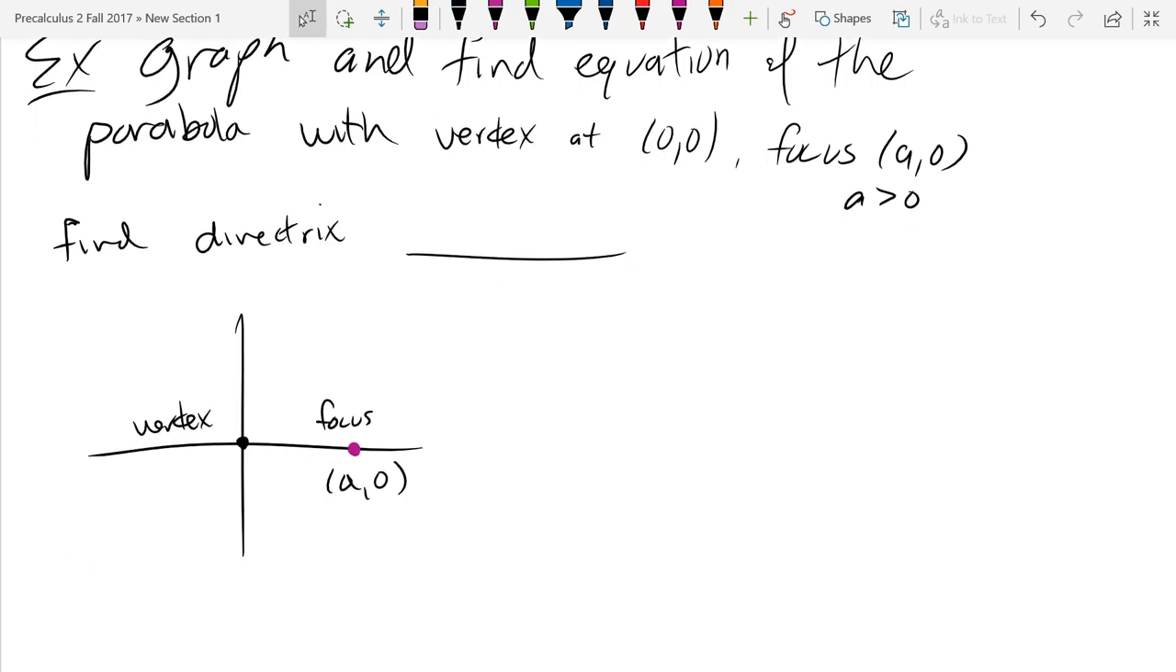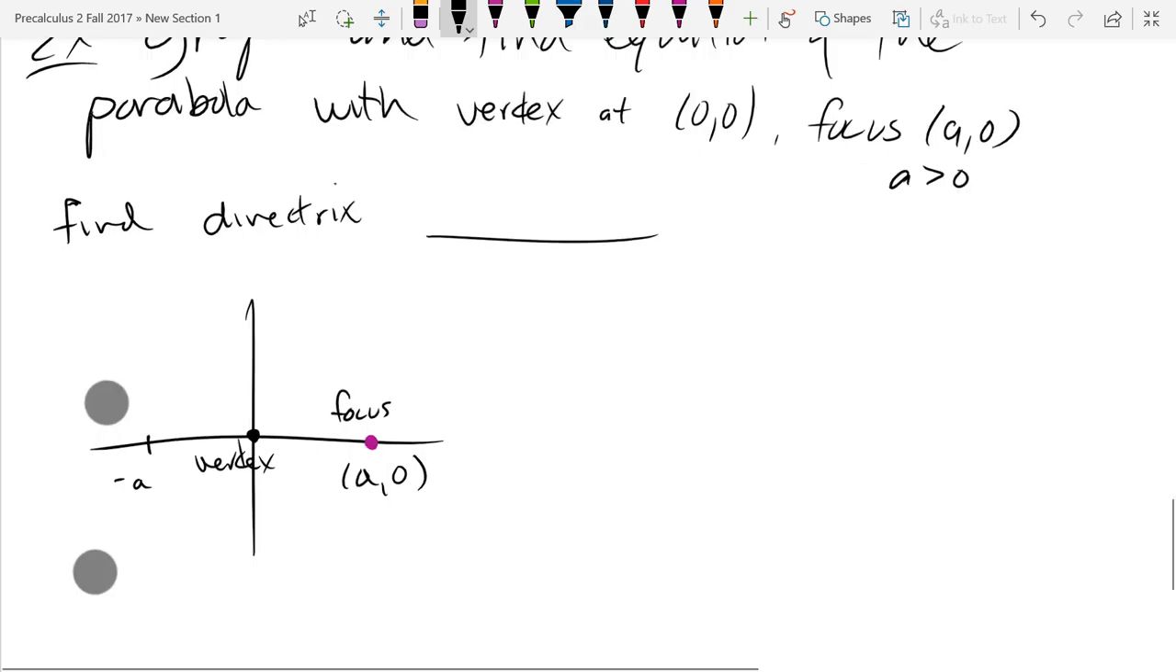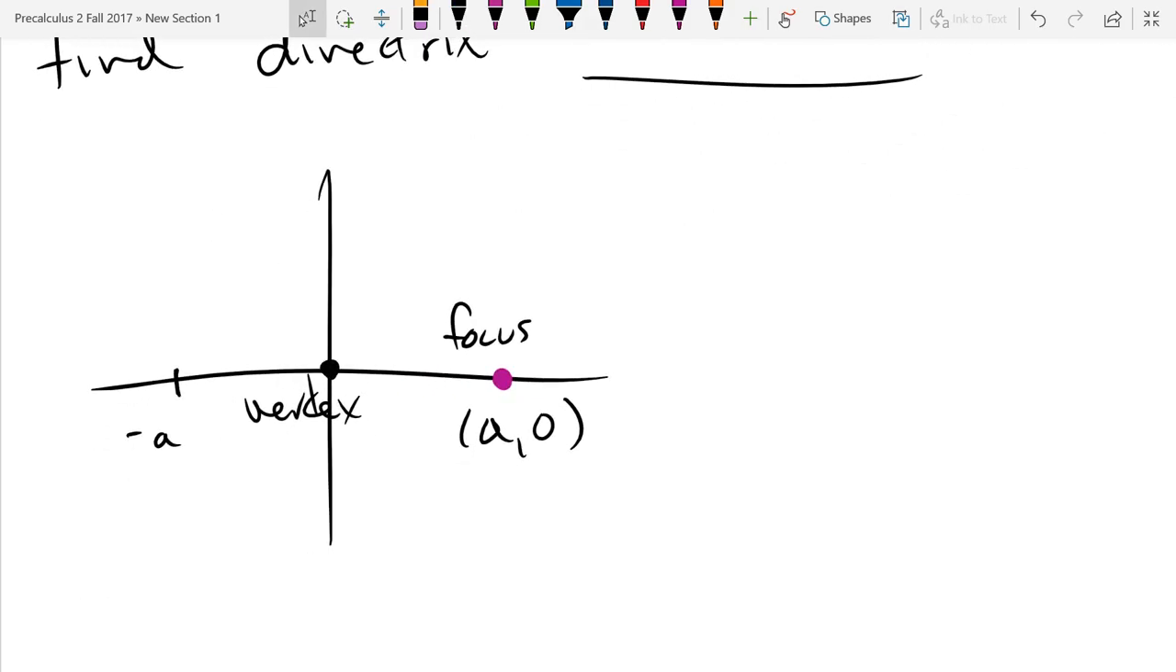All right, where's the directrix going to have to be? Remember, the vertex is halfway between the focus and the directrix. So where does the directrix need to be? The directrix will be at negative A. Now, is the directrix going to be a horizontal or vertical line? It has to be vertical. If it was horizontal, it would cut straight through the focus and the vertex. That wouldn't make any sense. So our directrix is going to be a vertical line, x equals negative a.